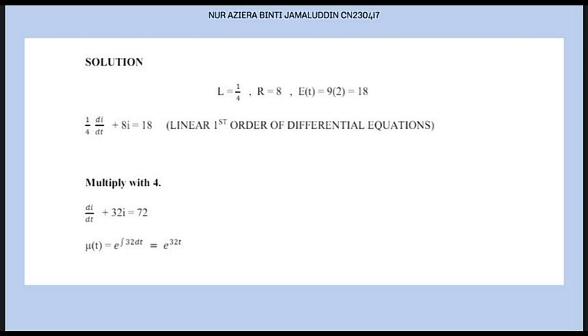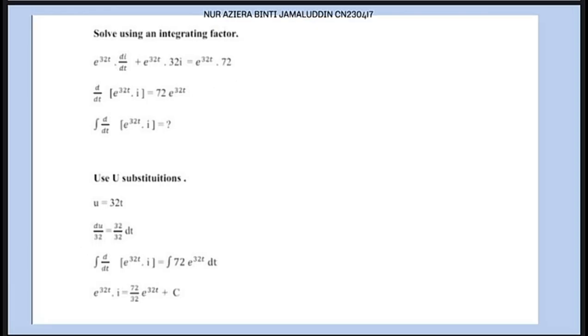So we will multiply all with 4, giving dI/dt plus 32i equals 72. Now, because this is a linear first order ODE, we are going to solve this using an integrating factor, e to the power of the integral of 32 dt. So e^(32t) dI/dt plus e^(32t) times 32i must equal e^(32t) times 72.